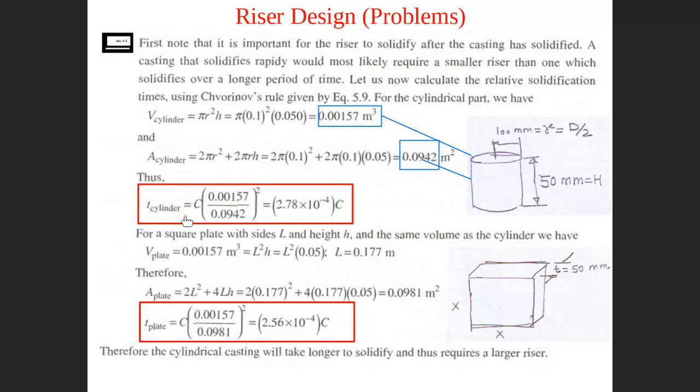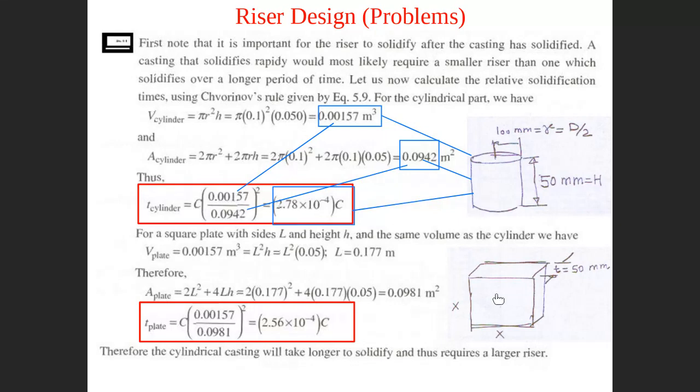Then you apply an equation for the cast one. You can see that the time to solidify of the cast one equals C multiplied by the volume, and this is the surface area squared. Then you get this equation as a function of C. We don't know the value of C. As a function of C, you can see the solidification time is 2.78 multiplied by 10 to the power minus 4 C. This is the solidification time of the first part.